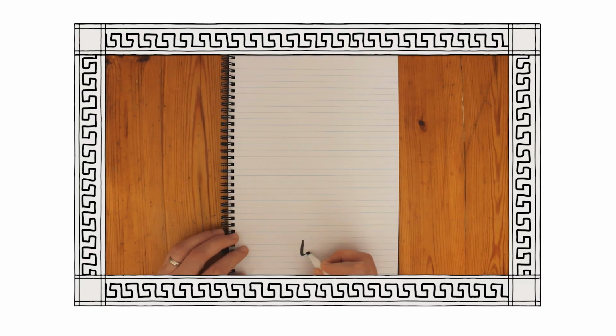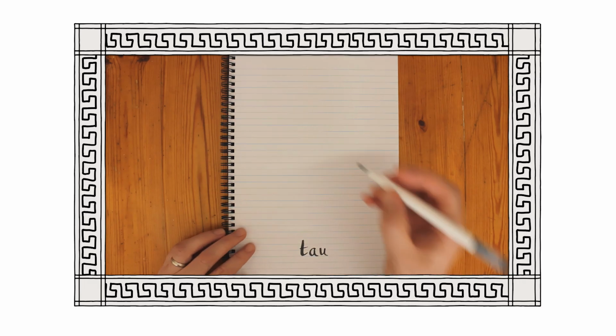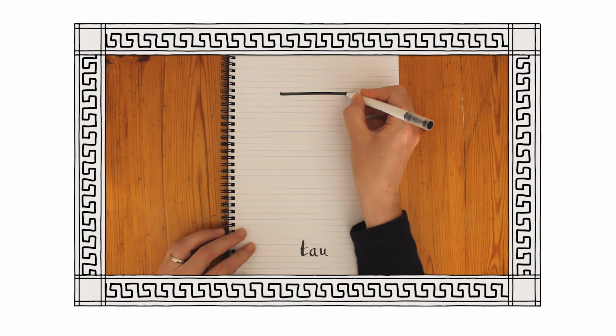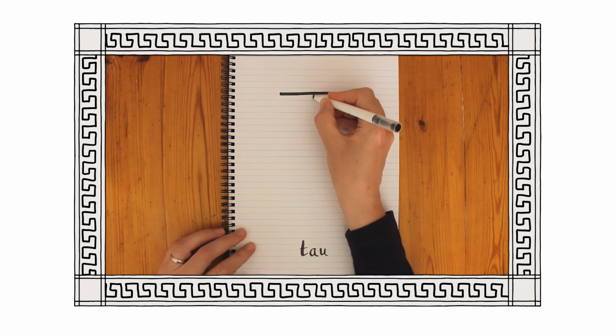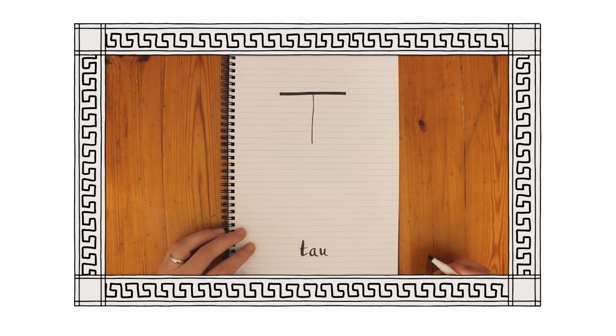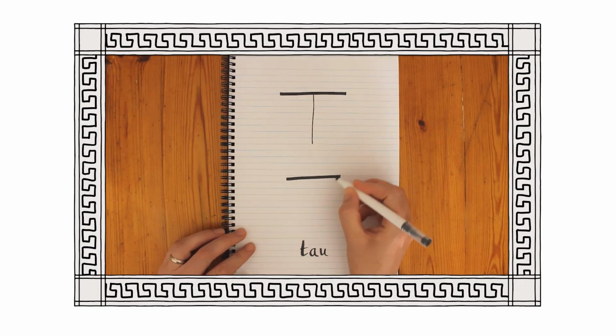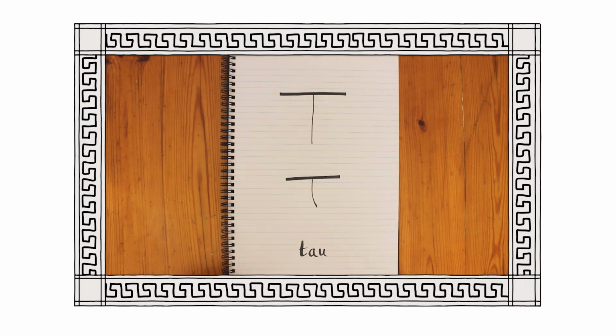Now an easy one, tau, for the t sound. Both forms look like a capital T. For the uppercase, start top left and draw a horizontal line towards top right. Now draw a vertical line from top middle towards bottom middle. For the lowercase, do the same, but make it smaller and add a little flare onto the bottom of your vertical line.